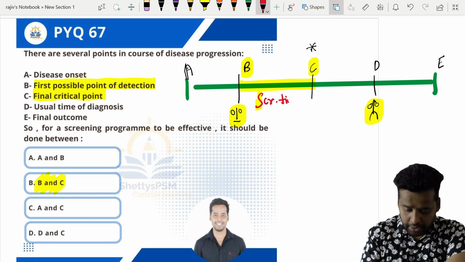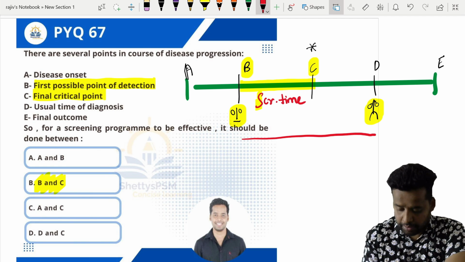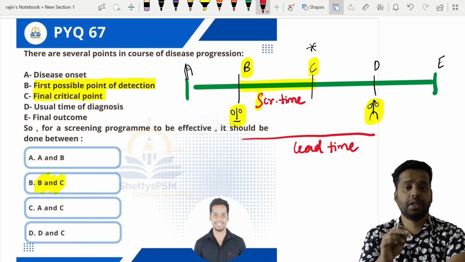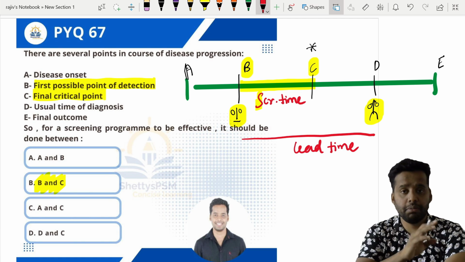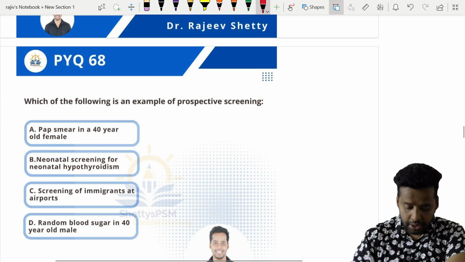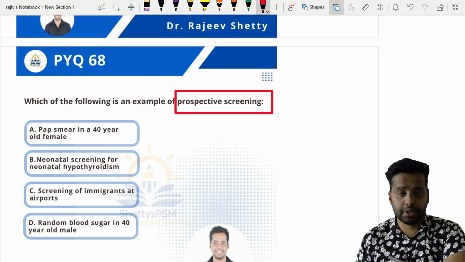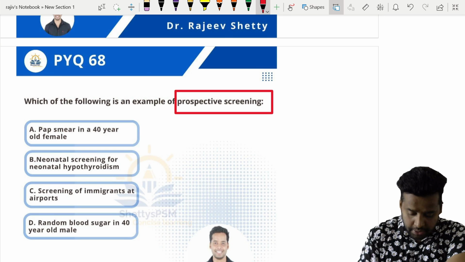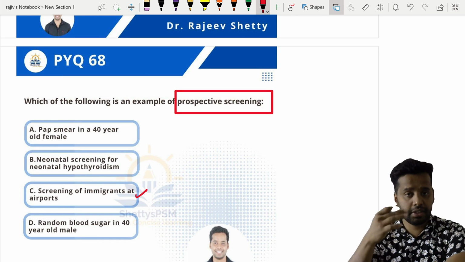This is screening time. This is lead time. So both are different. After C, you cannot change the natural history. So screening has to be done between B and C. So the next question is, which of the following is an example of prospective screening? Means a communicable disease where you can prevent the spread of disease. Answer is screening of immigrants at airport.